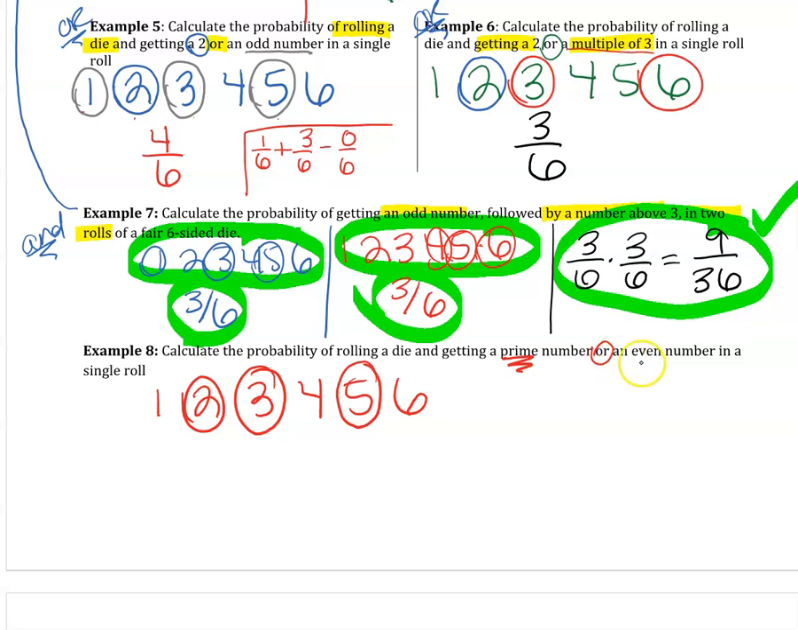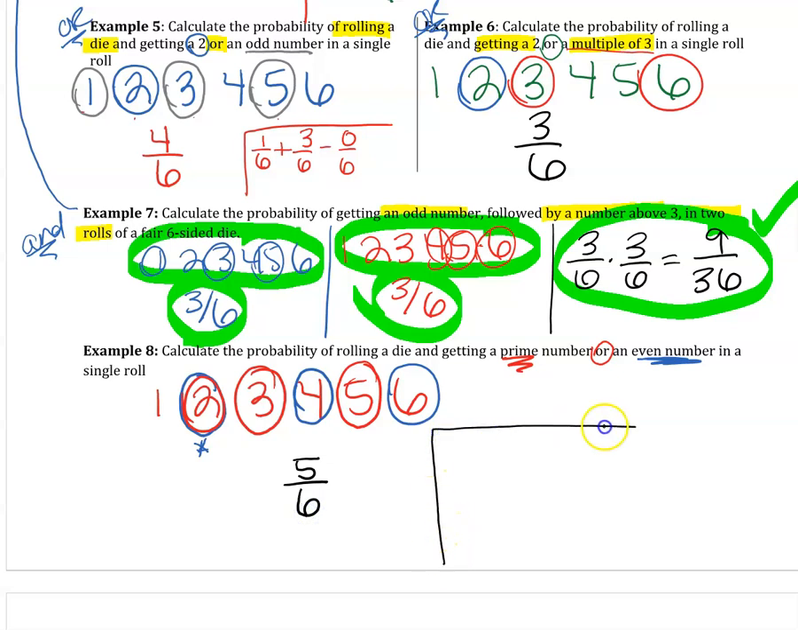Now the next condition here is to have an even number. So on the same diagram here, even numbers would be 2, 4, and 6. So you'll see I had some overlap here at number 2, but you're only going to count it once. How many total numbers did I circle? 5, so that means the probability is 5 out of 6.